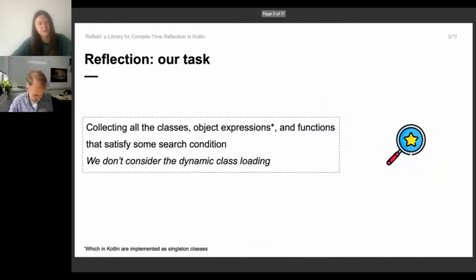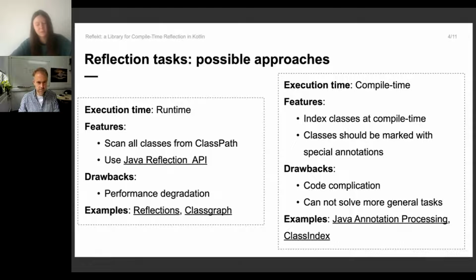In our work, we consider one of the reflection tasks. It is collecting all the classes, object expressions, and functions that satisfy some search conditions. But I should note that we limit this task only to cases where all entities can be found during the compilation of the project. This reflection task can be solved by several approaches, and they can be divided into 2 groups according to the execution time: runtime and compile time. Runtime approaches usually scan all classes from the class path and use Java reflection API under the hood.